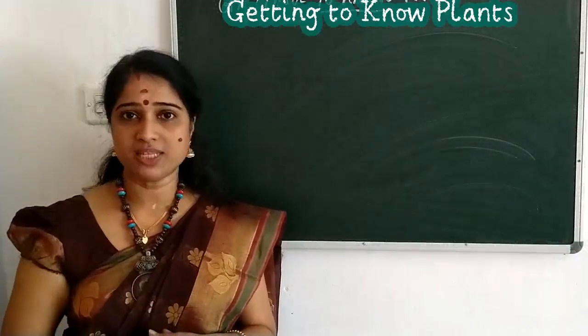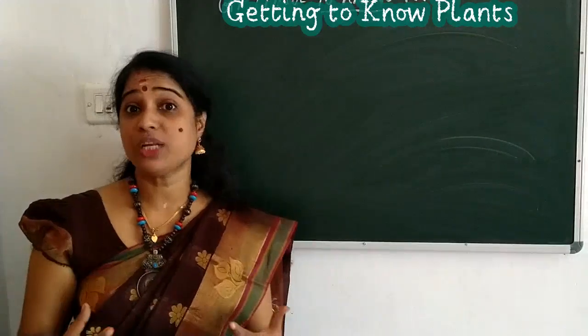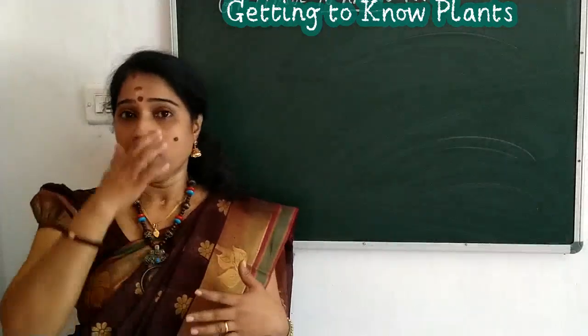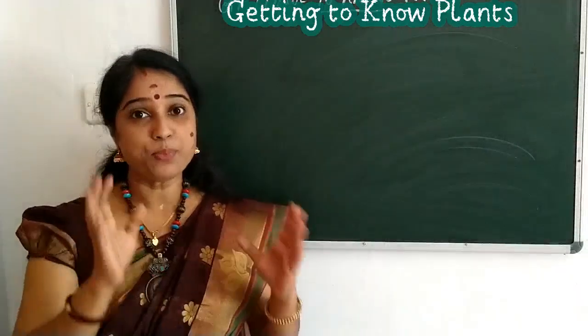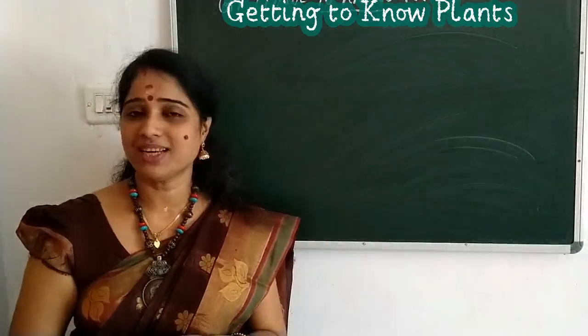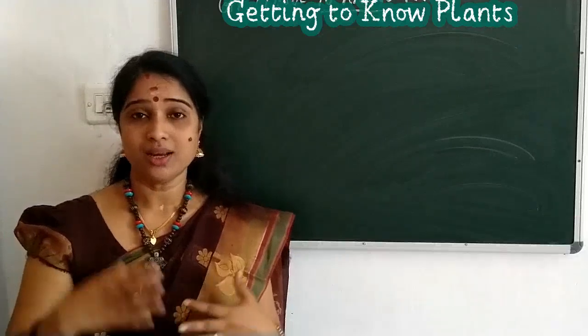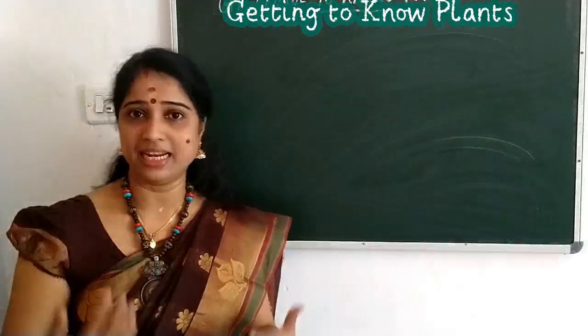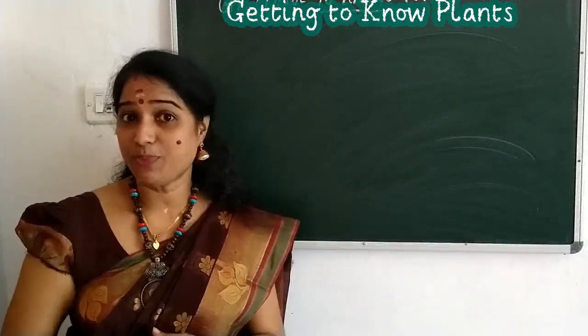And sugar is a form of starch. The excess food is stored in different parts of the plant. Clear? Okay, so through an experiment, we can prove that plants prepare the food in the form of what? Sugar in the leaves. Okay, plants prepare the food in the form of sugar in the leaves. Can we go to that experiment?